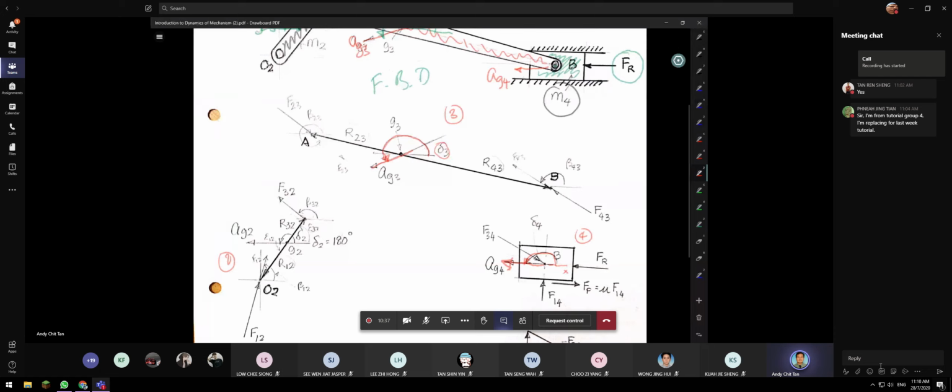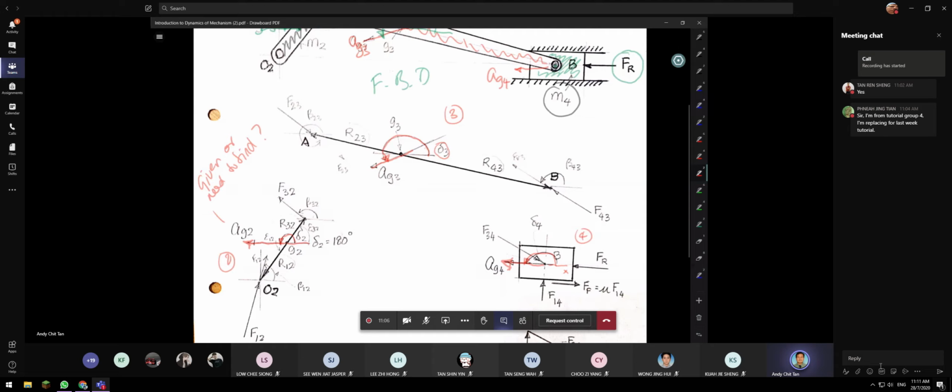Now the last acceleration here is your AG2. So AG2 is here, you draw it. As I say, this acceleration is either given or you need to find it. So we locate the acceleration. This is your first step.